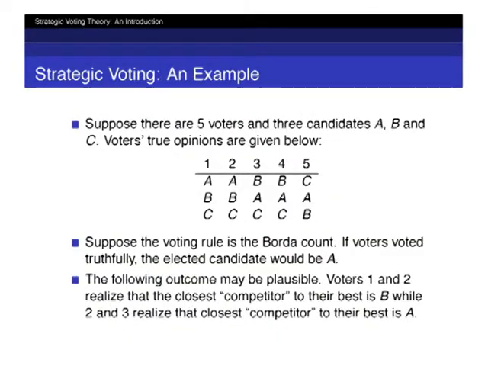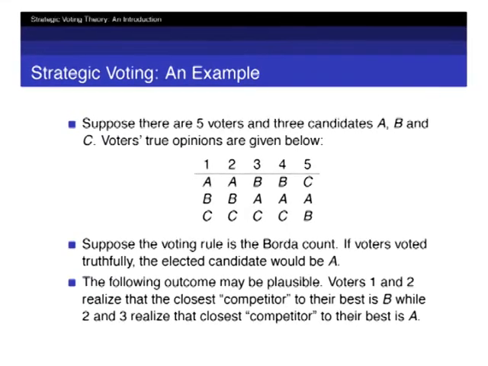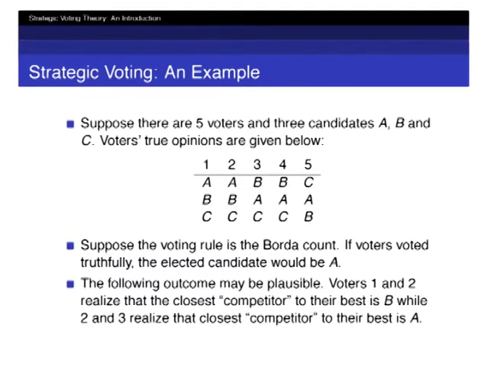So here is an example of how strategic voting might occur, and I'm not making any claims about what actually happens. But this following might seem plausible. Suppose there are five voters or five jury members, and that there are three candidates, A, B, and C. So voters' true opinions are given by the following table. One prefers A to B to C, two prefers A to B to C, three prefers B to A to C, four B to A to C, and five prefers C to A to B.